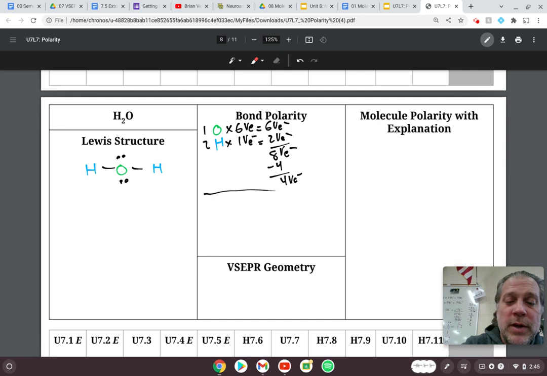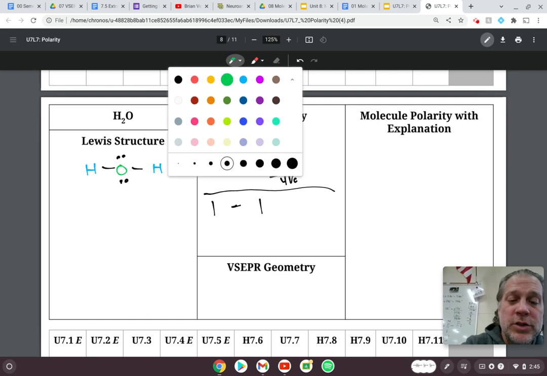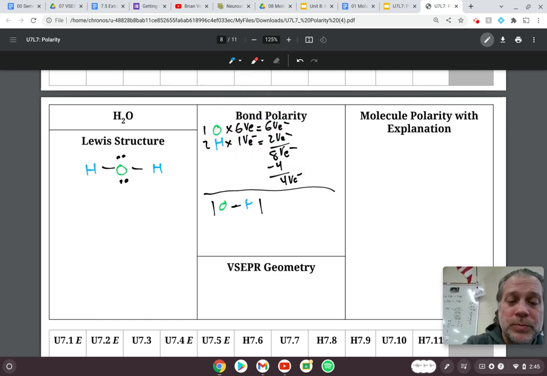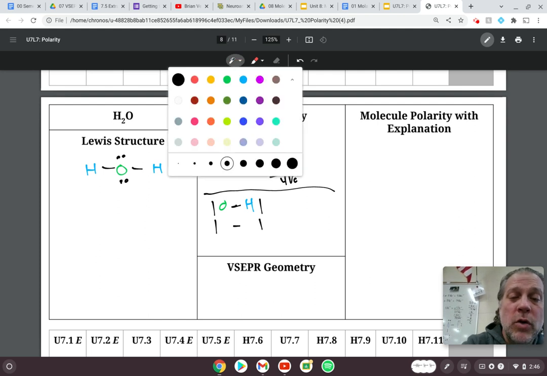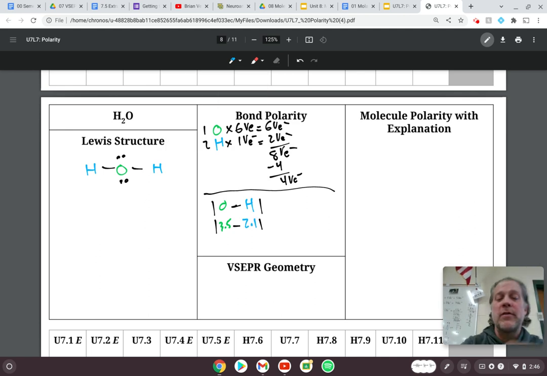The next thing I'm going to do is identify the type of bond that's present here. So I have oxygen and hydrogen. I know that oxygen, according to the periodic table, has an electronegativity value of 3.5. Hydrogen, according to the periodic table, has an electronegativity value of 2.1. When I subtract those 2 values, I get 1.4, which tells me that the bonds are polar bonds.